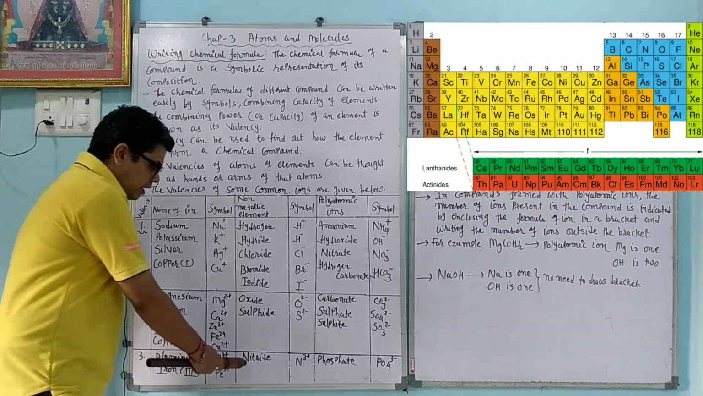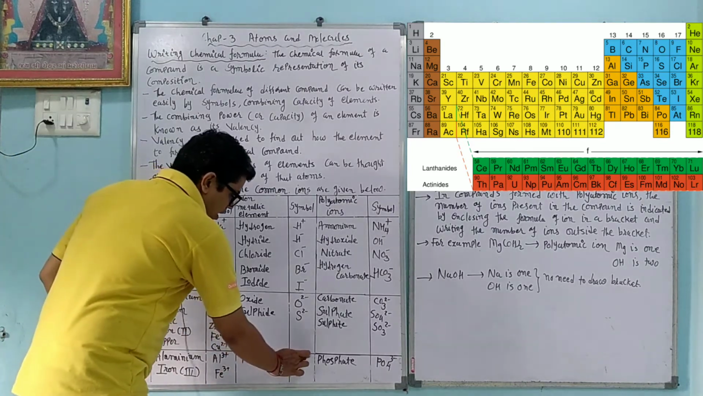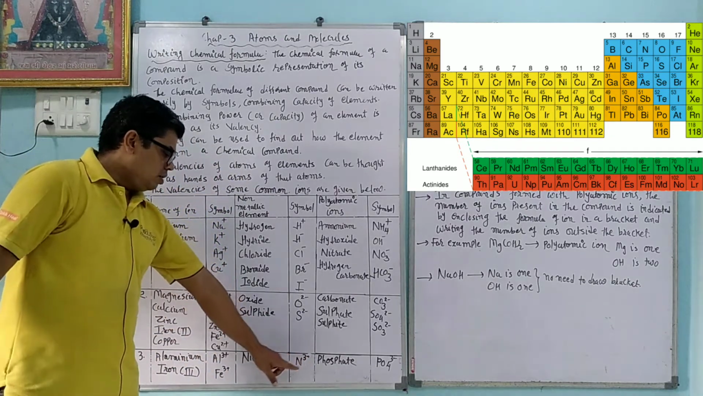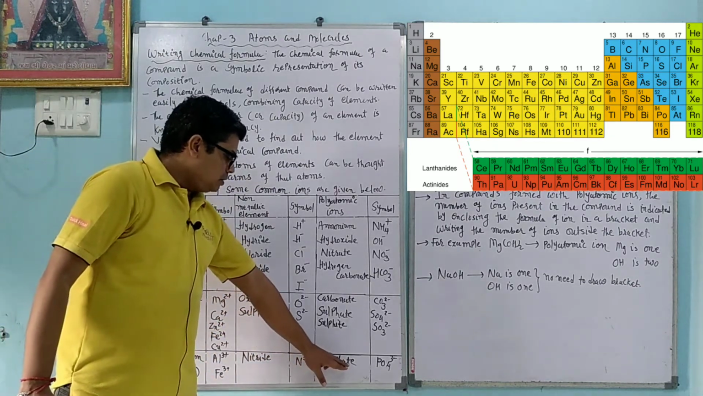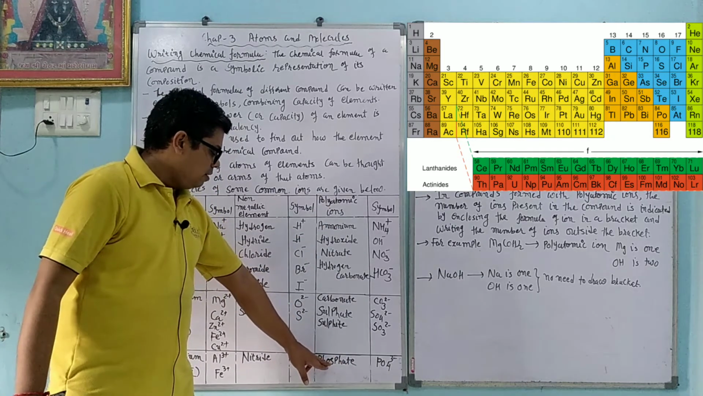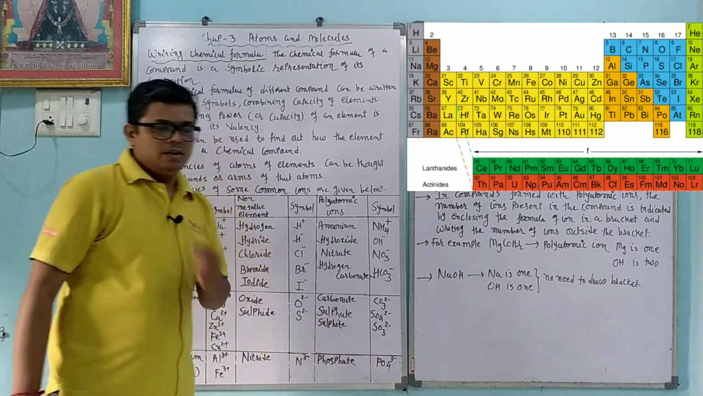Okay, nitride, in that we can see this is the N3 minus charge. We have an example, phosphate, whose valency is -3 or 3 minus, PO4 3 minus.